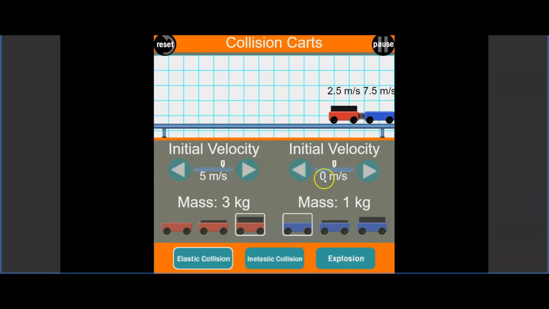So I had my velocities before on the scales down here. I had my masses, which stayed the same right here. And I had my final velocities in the simulation.